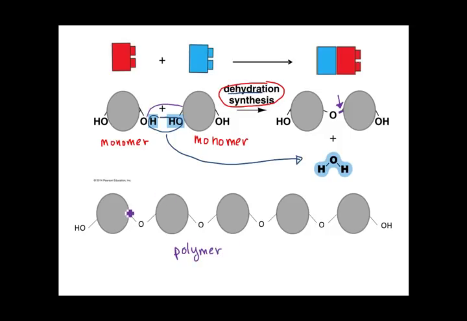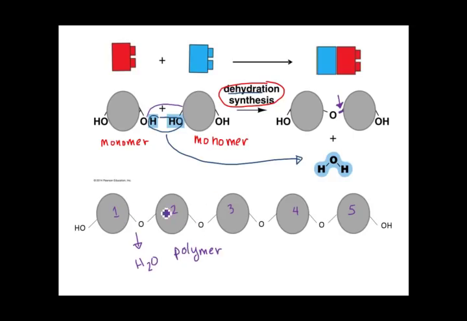Okay, and this was made by taking a bunch of monomers and linking them together through dehydration synthesis. So when, let me just number these, so this would be 1, 2, 3, 4, 5, okay? When monomer number 1 and number 2 were linked together, then water came out. So every time you link two monomers together, water comes out.